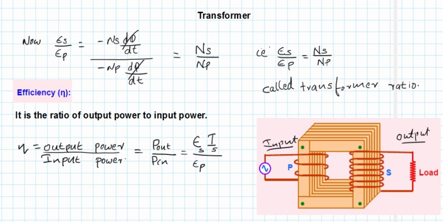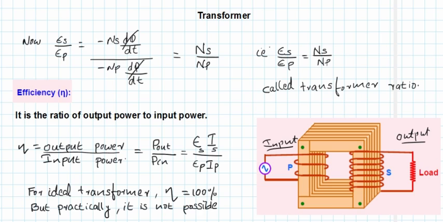Then what is power input? It is again voltage into current. Since input is primary, we can write Ep into Ip. Then for an ideal transformer, efficiency will be 100%. Only for an ideal transformer is efficiency 100%. Or this is how we may define an ideal transformer: an ideal transformer is one for which efficiency is 100%.